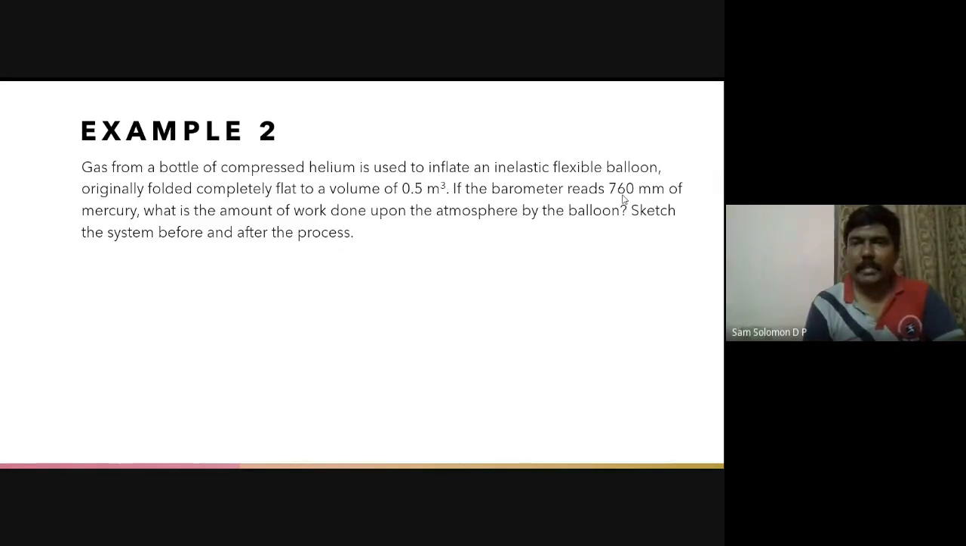If the barometer reads 760 millimeter of mercury, what is the amount of work done upon the atmosphere by the balloon? Sketch the system before and after the process.